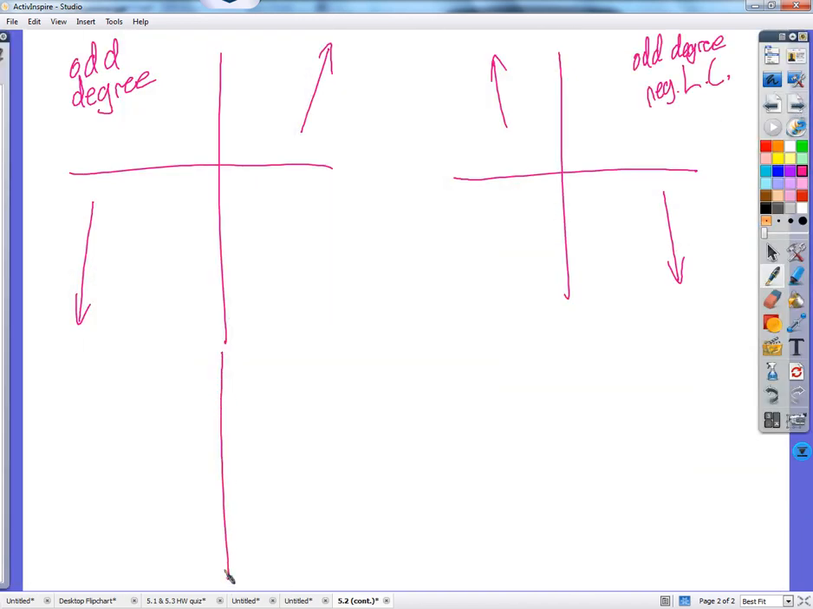So there's an odd degree. Do you think it'll be the same for all even degrees?